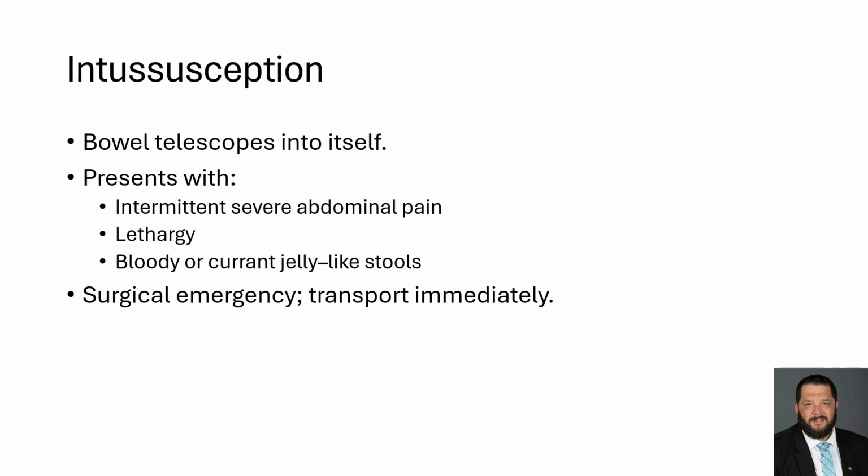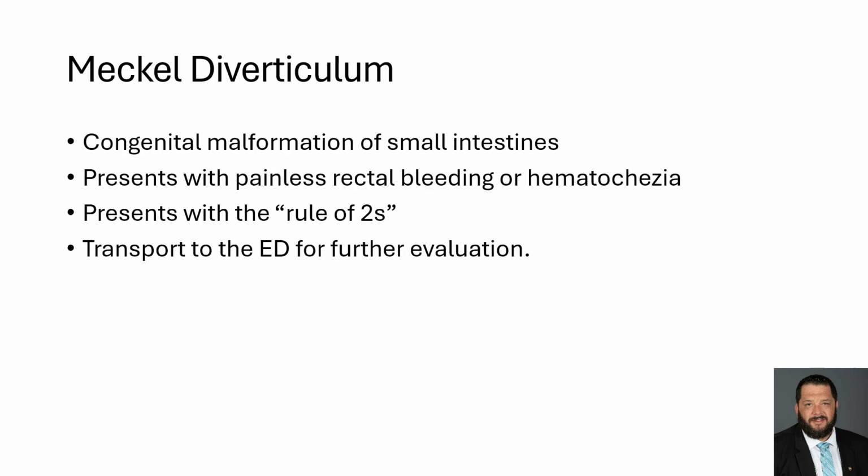Intussusception is when the bowel telescopes into itself. This is generally hallmarked with intermittent severe abdominal pain. It can also have currant jelly looking stools. It's not really able to miss when you see the bowel material and it looks like that currant jelly or bloody stool. You should suspect intussusception, and that's a surgical emergency that requires immediate transport to a facility.